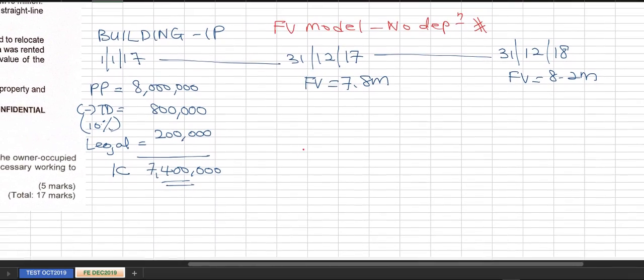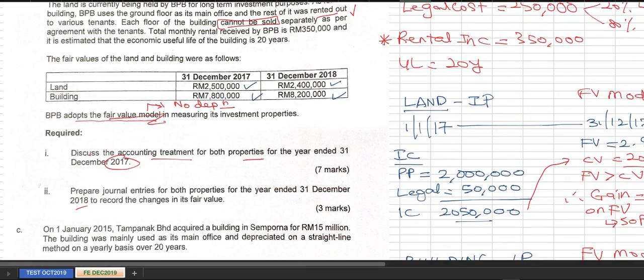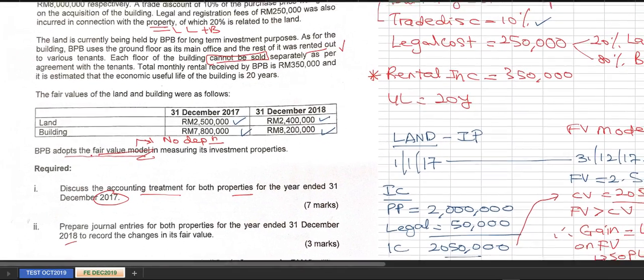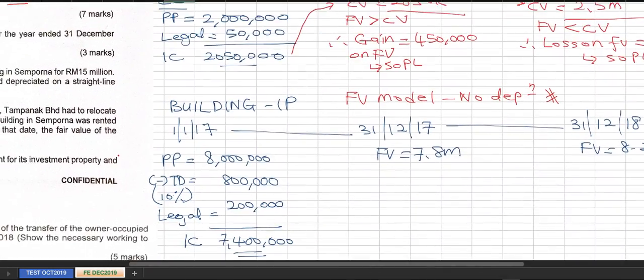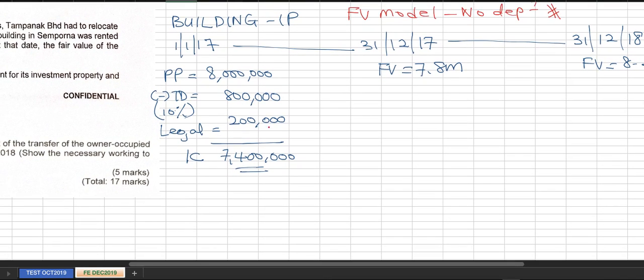Okay, for the building. Now, did I misread the question? So building, because you are using fair value model, there is no depreciation. So you just carry this initial cost as a carrying value here. That's why I mentioned previously in my video, I like fair value, because you don't have to calculate depreciation. So the difference is 400,000 because fair value is more. So we call it gain on fair value.